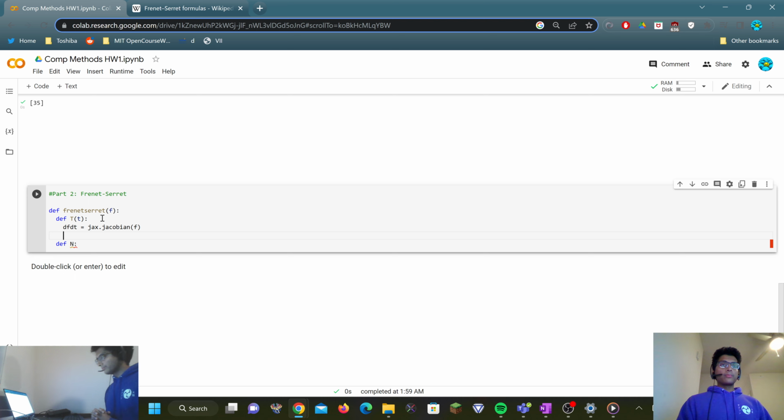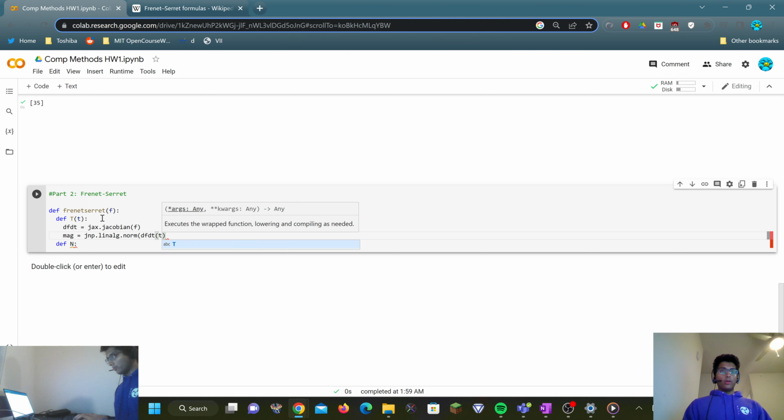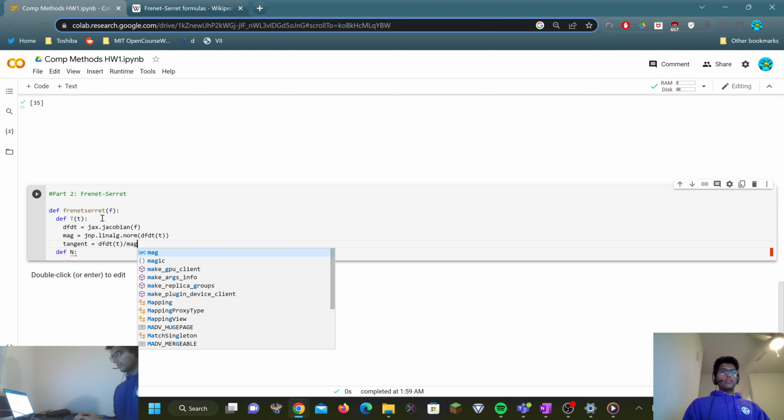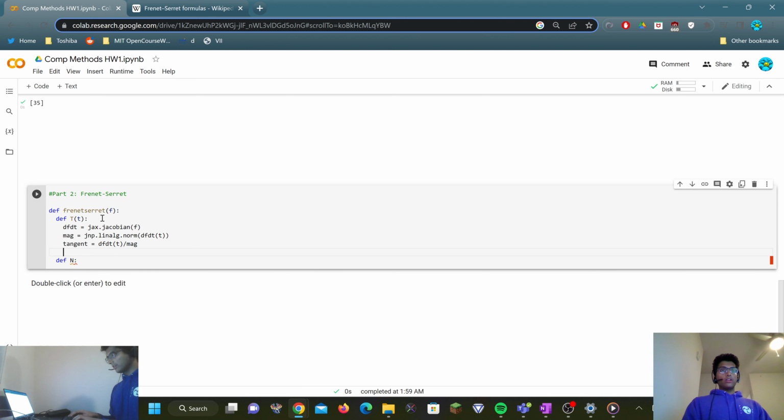Then what we have to do is find the magnitude of this vector, and to find the unit vector, divide by the magnitude. So we're going to say magnitude, and we're going to use the function jnp.linalg.norm, which finds the magnitude of our vector. It's going to be df dt at our point t. Then our tangent vector equals df dt at point t divided by the magnitude. And then we're going to return tangent.